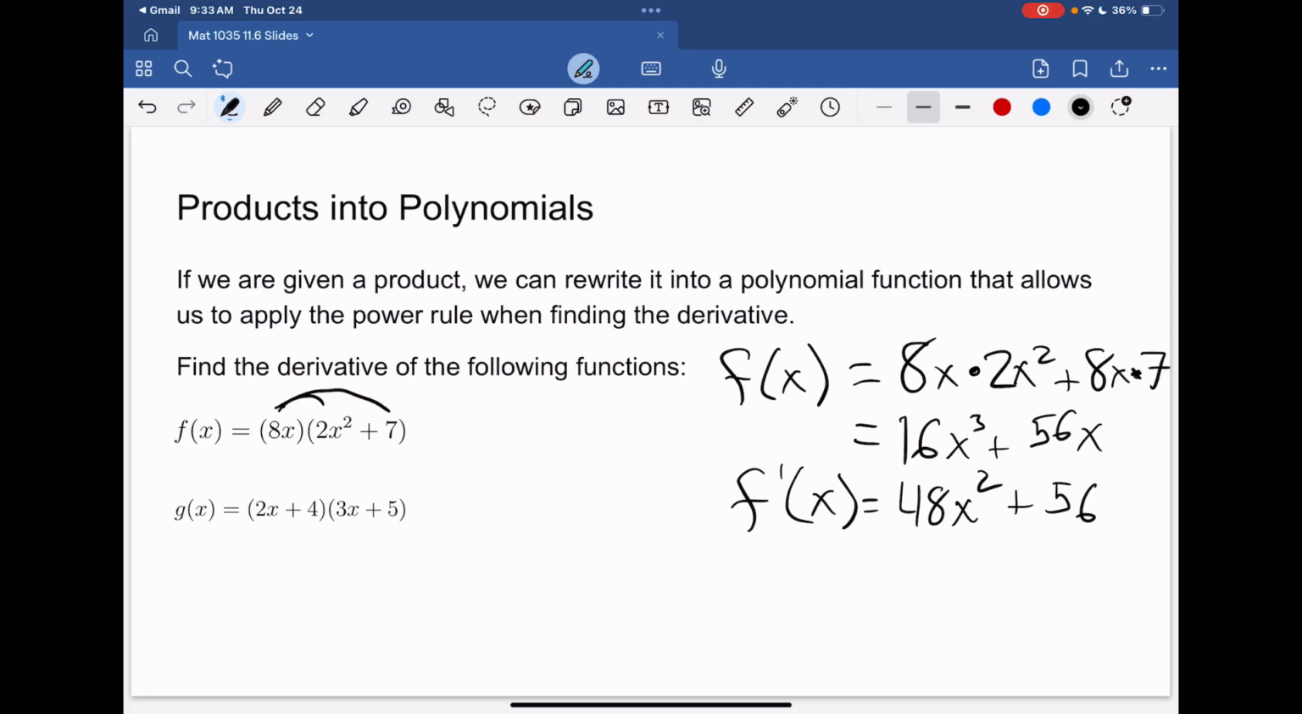For g of x, I'm going to have to use what we refer to as FOIL. Just do the distributive property twice with the first, outer, inner, last. So go ahead and pause the video, and I'm going to erase what I have here, and then try to solve that g of x and see how far you can get.